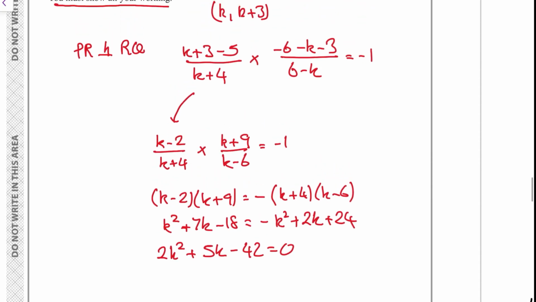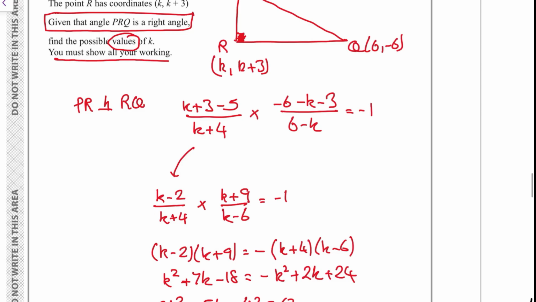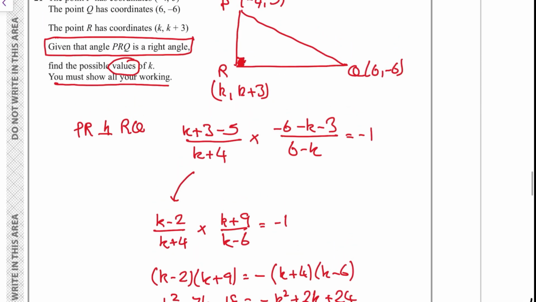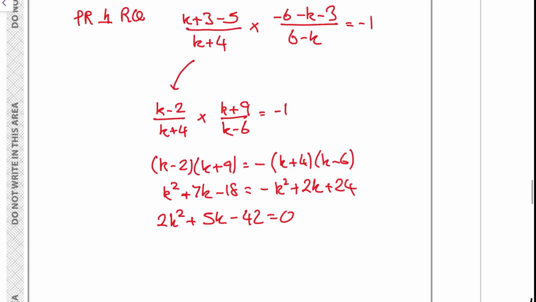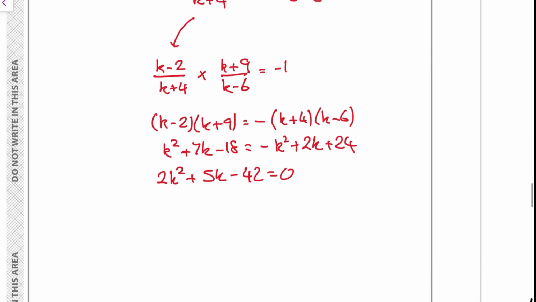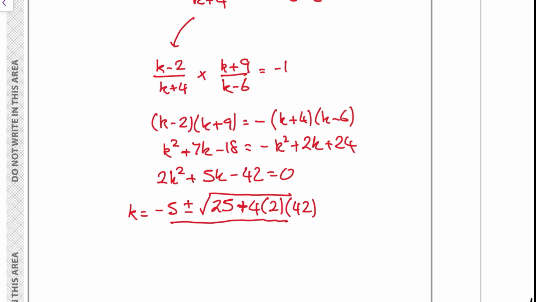Now, let's remember what I said at the start. Find the possible values of K. Actually, it doesn't say one decimal place, so it might be an exact value. Not even going to risk it. I'm going to go straight to the quadratic formula. So therefore, K equals minus 5 plus or minus the square root of 5 squared, which is 25, minus 4 times 2 times minus 42, with a negative making that a positive. And all of that is divided by 2 times 2, which is 4.